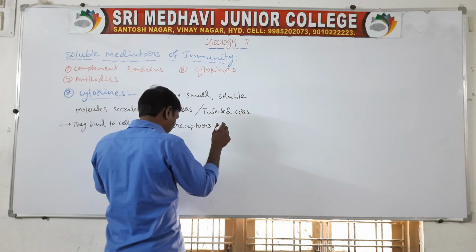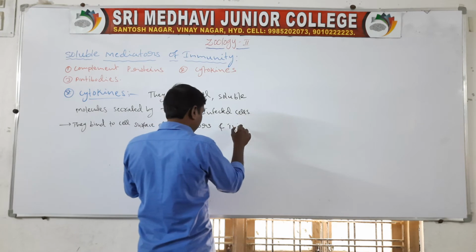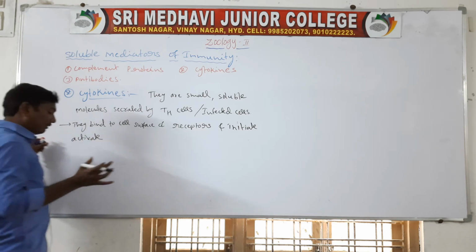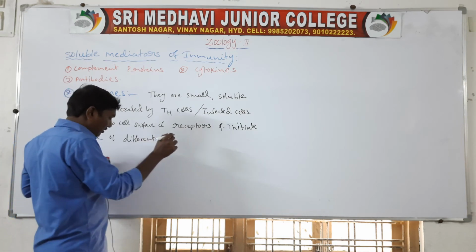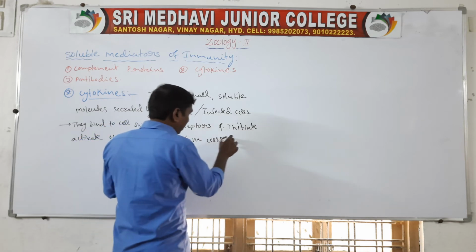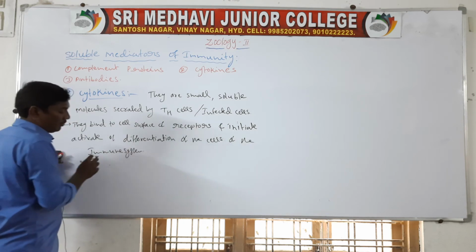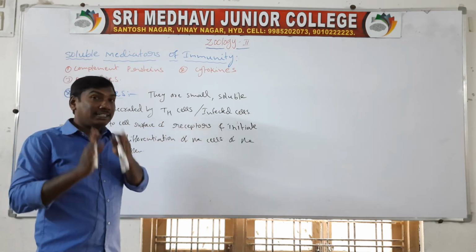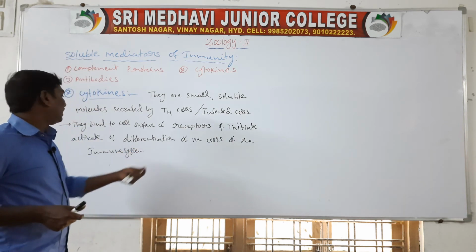They initiate or activate the differentiation of the cells of the immune system. So these cytokines are small soluble molecules secreted by the TH cells or the infected cells. Activation of the immune system means the differentiation of the cells of the immune system.